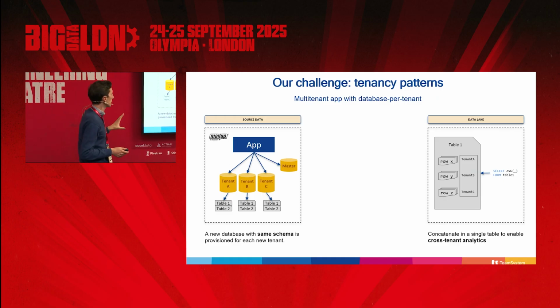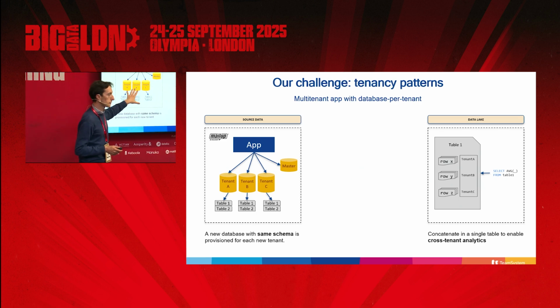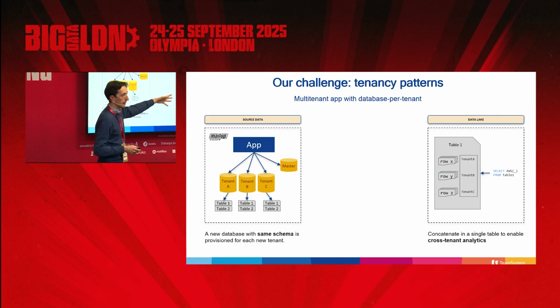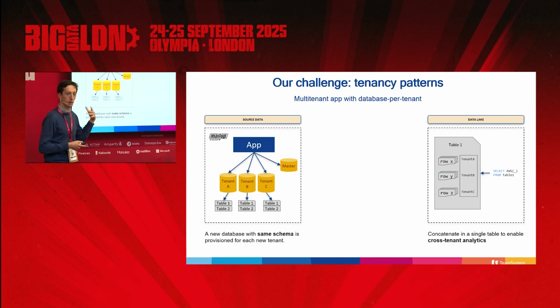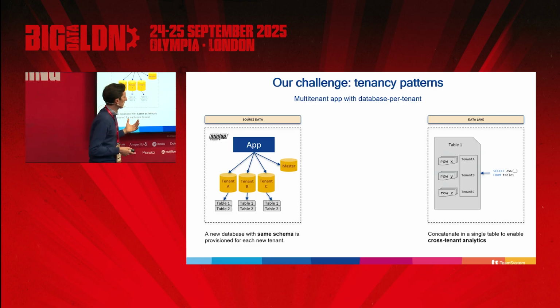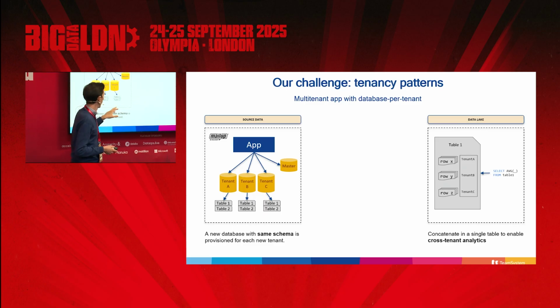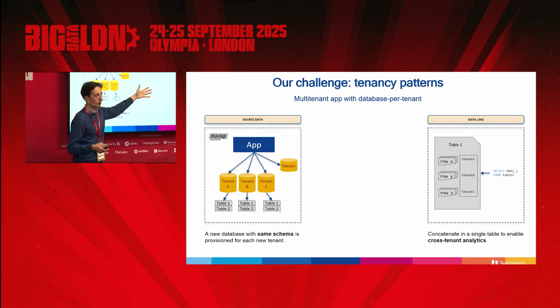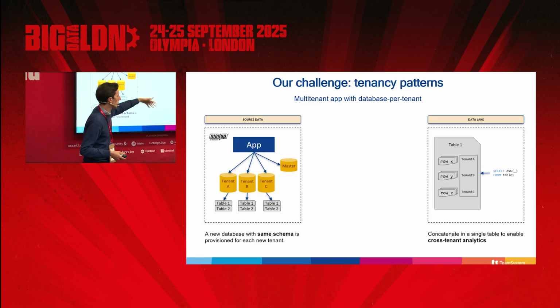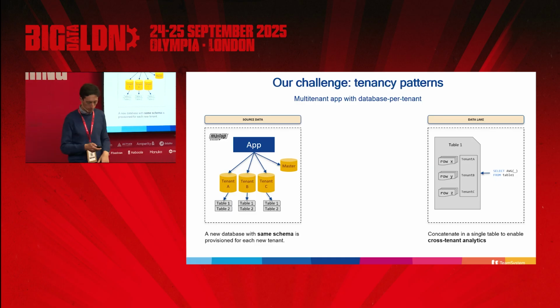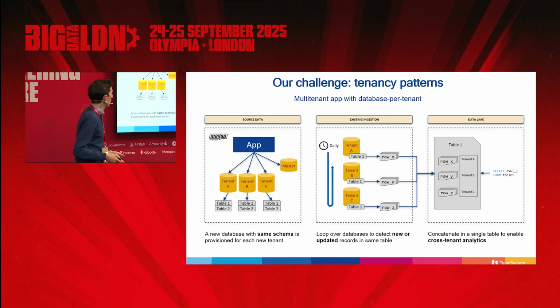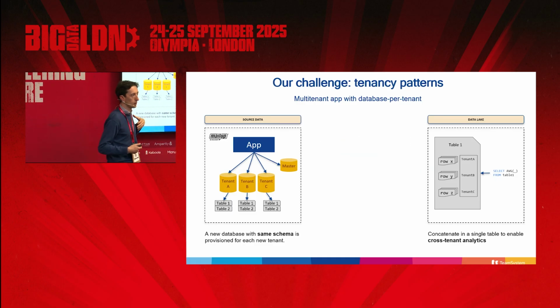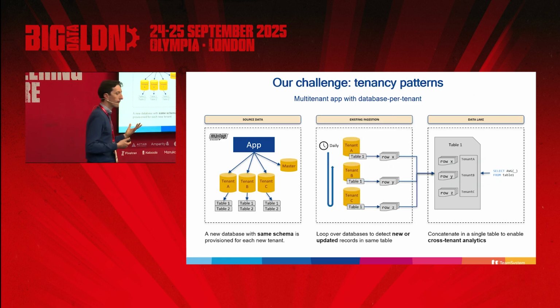So this is our source data, but the need that we have is to do some analytics and aggregation across all the customers of MailUp. So the idea is that on our data lake, for the same table, which has the same schema across different databases, we have a single table with the records from all customers, so that you can do aggregations among them. So today we are really focusing on how we can do efficient ETLs as data engineers.